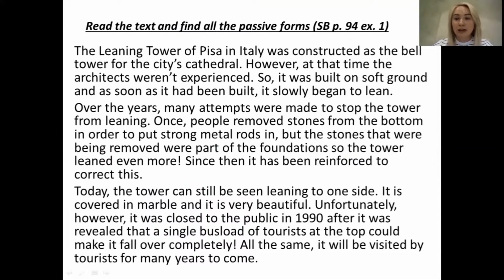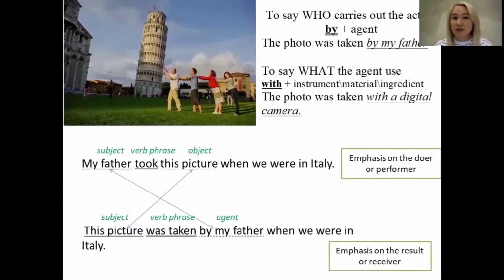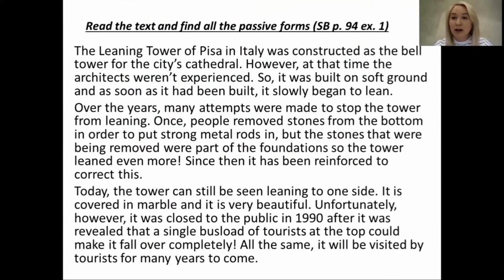Open your student's book at page 94 and look at exercise number 1. There is a text about the Leaning Tower of Pisa. And I hope that you have already noticed this tower in the picture that we discussed recently. Now we will find out some extra information about this tower. While reading this text, I ask you to find and underline or highlight all the passive forms that you can find. I will read this text for you aloud.